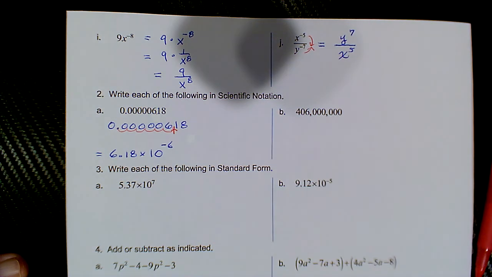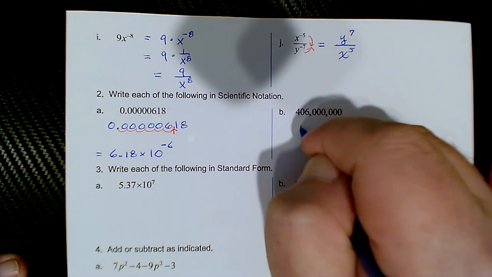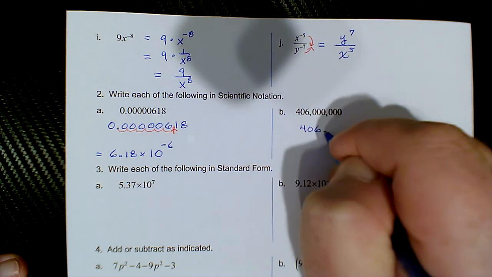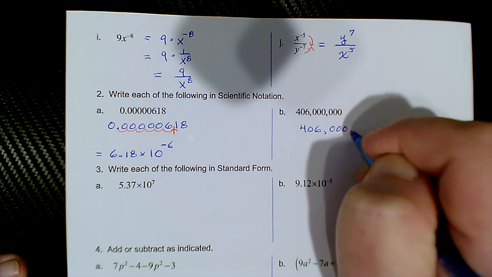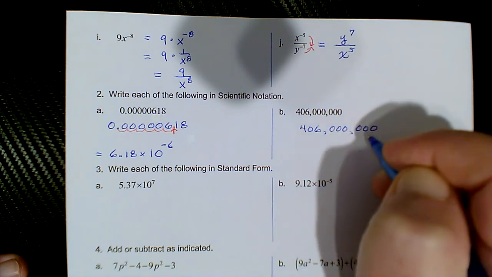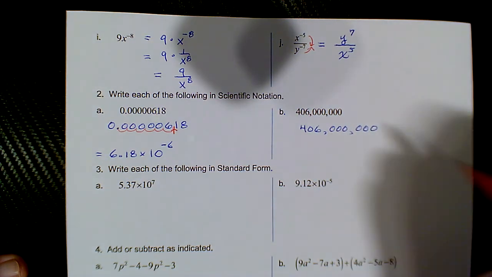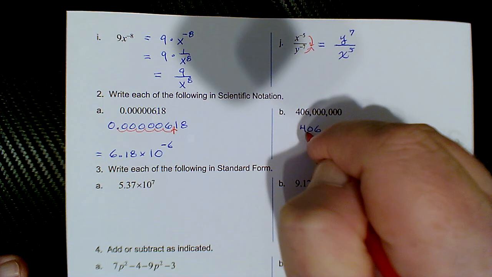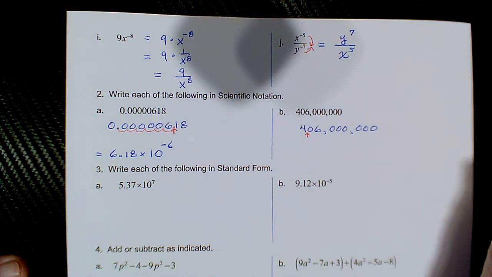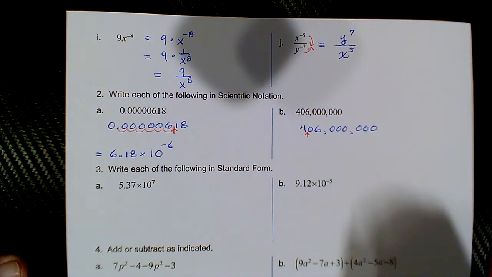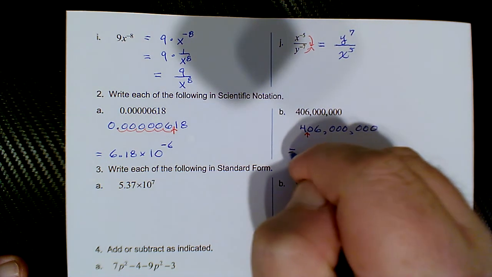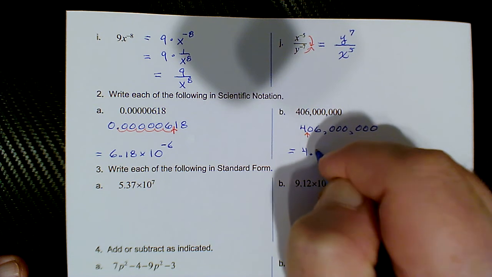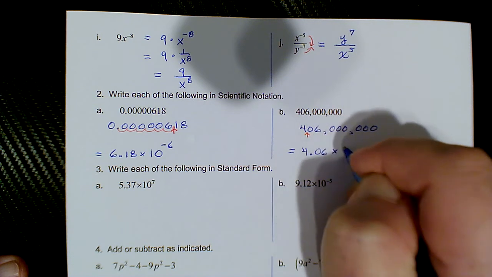As opposed to this example where, okay, I'm going to recopy it just for the sake of drawing the arrows again. 406,000,000. And I know I want to put the decimal point between the 4 and the 0. Again, just 1 non-zero digit before it. So this is going to look like 4.06 times 10 raised to some power.